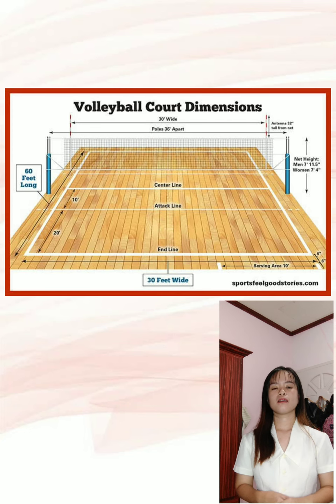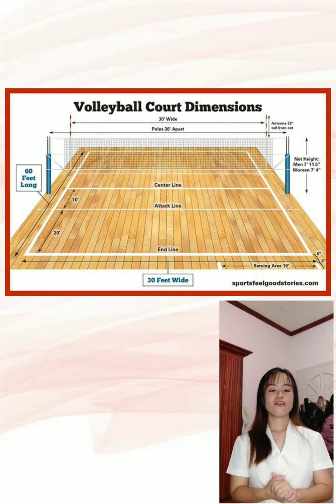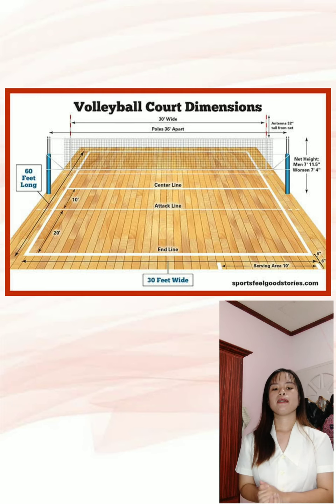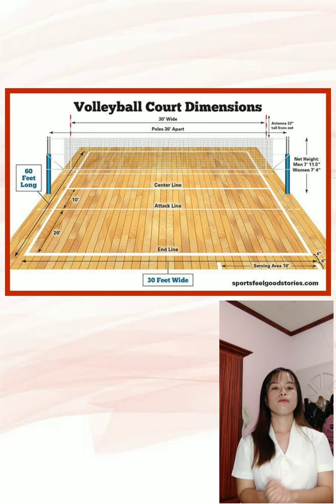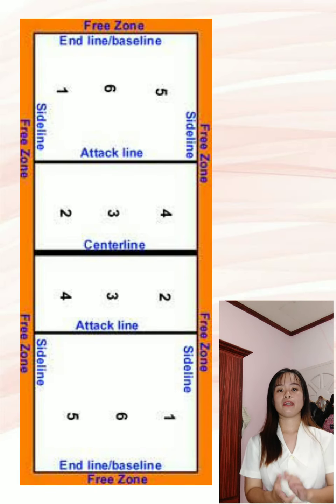First is the playing court of volleyball. Volleyball courts are flat horizontal playing surfaces sized for the game of volleyball. The playing court is 18 meters long and 9 meters wide, and is surrounded by a free zone 3 meters wide on all sides. The space above the playing area is known as the free playing space, and it's a minimum of 7 meters high from the playing surface. So there are parts of the playing court.